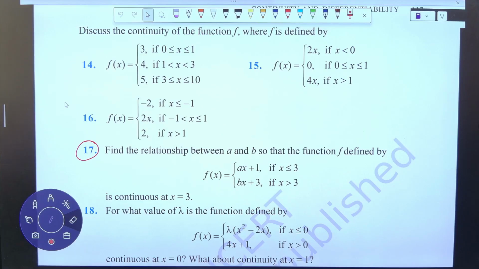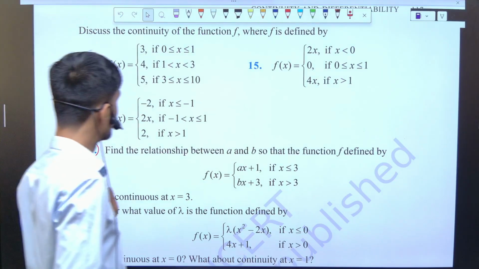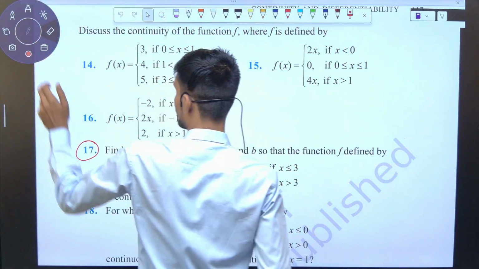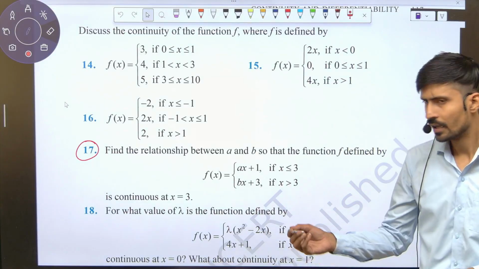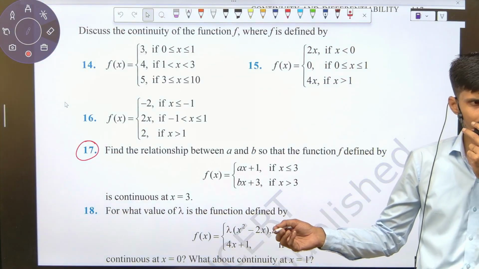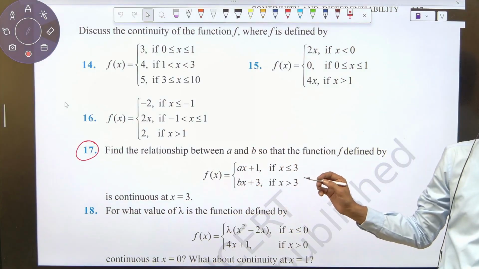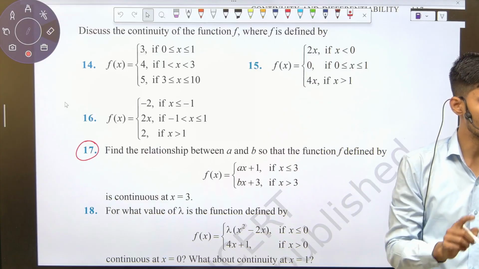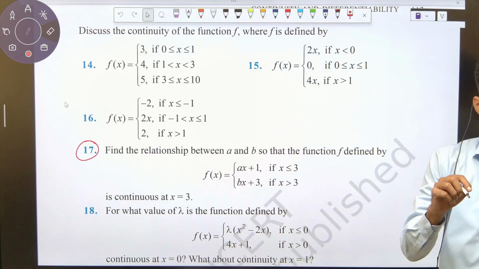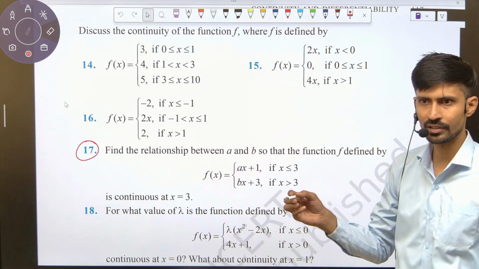So we are going to do this question, number 70. The question is, when we are saying relationship, it is not saying find A and B. It is saying relationship between A and B. Relations, you remember relation? Relation chapter, relation and function.